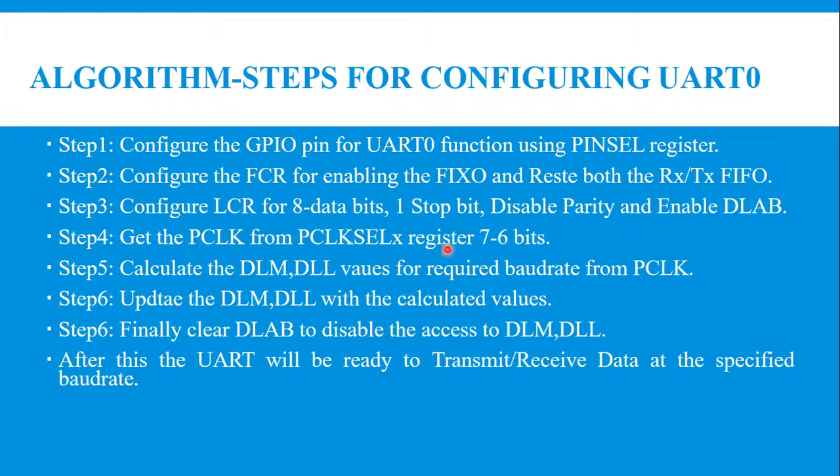Calculate the DLM and DLL values for the required baud rate from the peripheral clock, and then load the values into DLM and DLL. Finally, clear the DLAB bit to disable access to DLM and DLL. Otherwise, if the baud rate is changed, whatever character you type on the keyboard might not be received properly. These are the 6 steps we need to configure. After this, your UART will be ready to transmit or receive data at the specified baud rate.